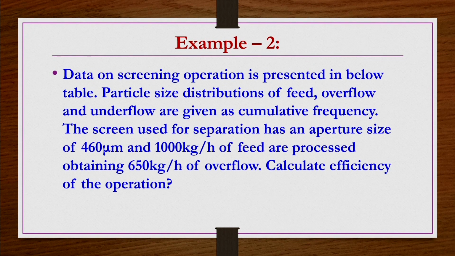Data on screening operation is presented in the table below. Particle size distributions of feed, overflow and underflow are given as cumulative frequency. The screen used for separation has an aperture size of 460 micron, and 100 kg per hour of feed is processed, obtaining 650 kg per hour of overflow. Calculate the efficiency of the operation.